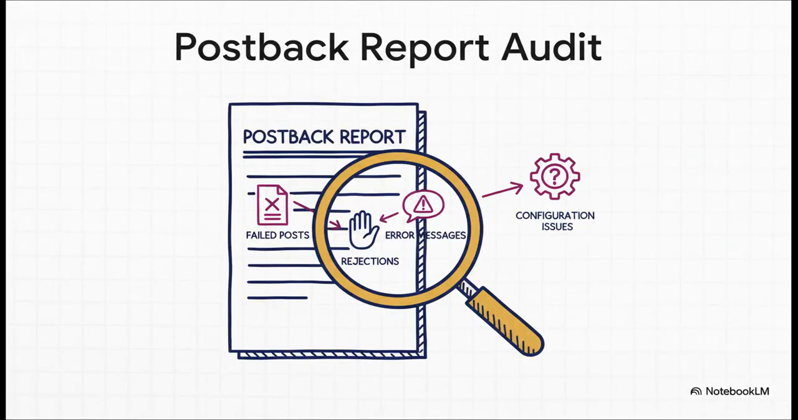Now, when you're looking at that report, you need to zero in on the raw error response. Don't just glance at the status. You need to dig right into the data that Snapchat sends back. Be on the lookout for failed posts, rejections, any kind of error message. This is exactly where any problems with your setup are going to show up.